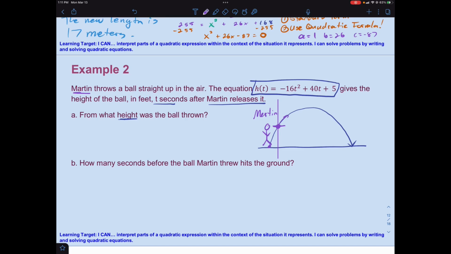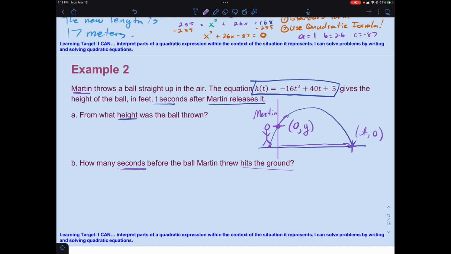And then it says how many seconds before the ball Martin threw hits the ground. So we're looking for this time right here. How long was the ball in the air before it finally hit the ground? So we're looking for this point when our time is 0. What is our height when our time is 0? And then this one right here is what is our time when our height is 0? It's a little breakdown for you of what we're looking for.